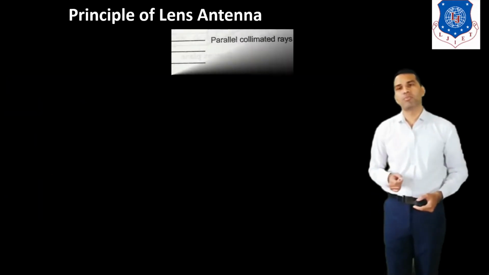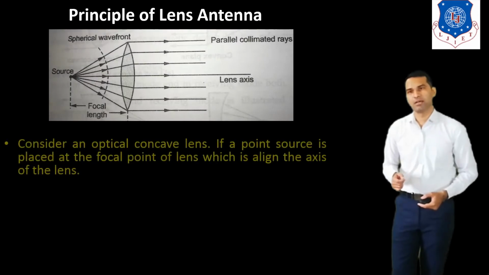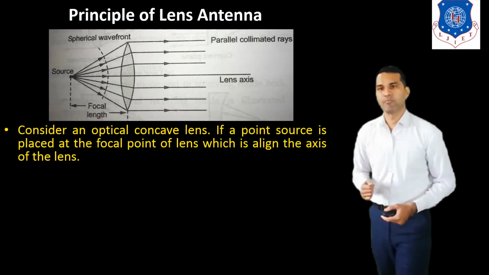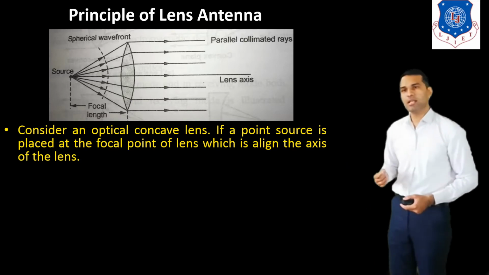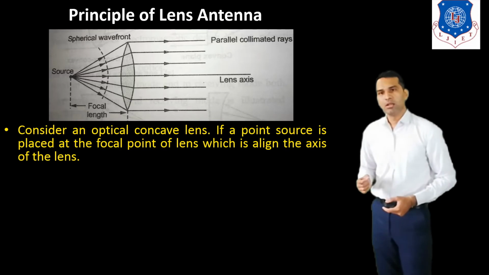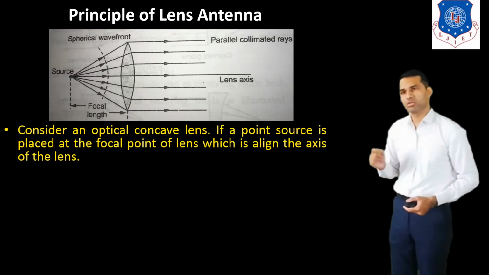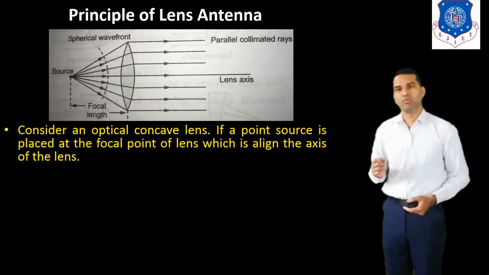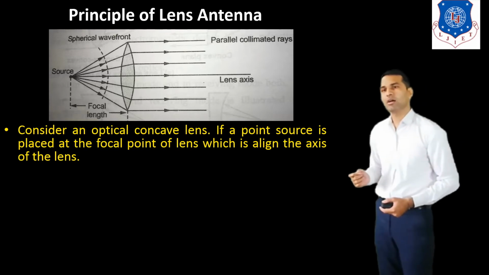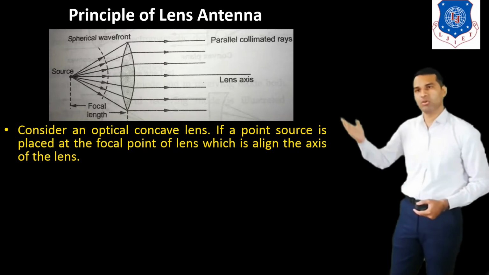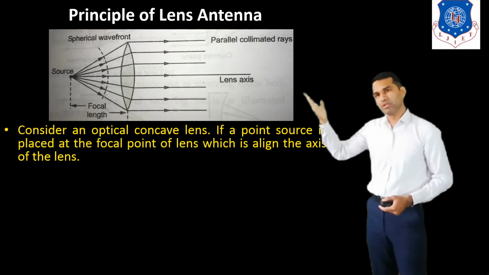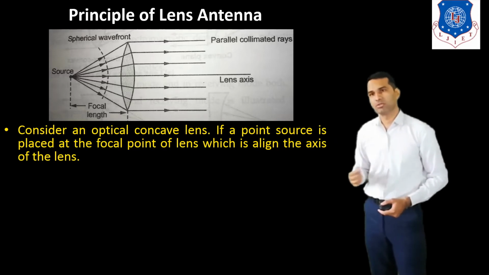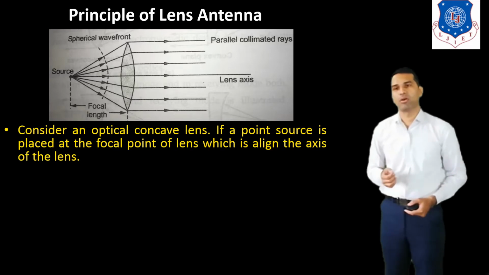Now we discuss the principle of the lens antenna. How does it work? To discuss this, consider an optical convex lens. A point source is placed at the focal point of the lens, aligned with the axis of the lens. Here in this figure there is one lens, and this is the source we have put at the focal point.